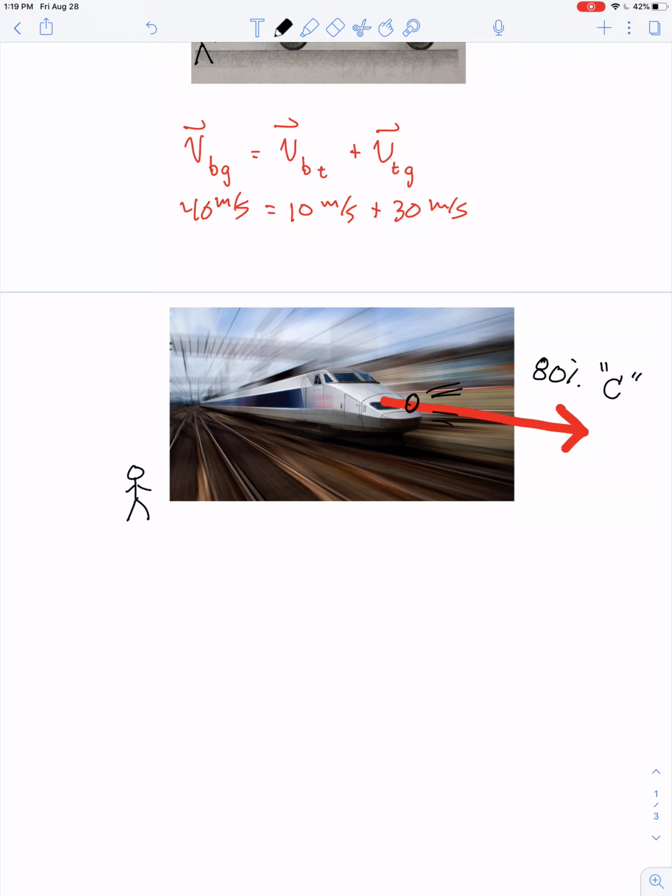Now, if you apply the Galilean transformation, you would conclude that the speed of light relative to the ground is equal to 180% the speed of light relative to the train. But you're probably familiar with this idea that nothing can travel greater than the speed of light.